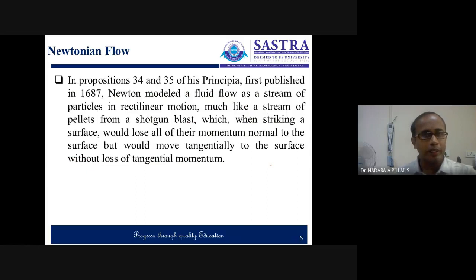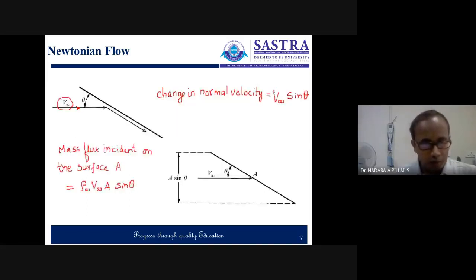We know that in principle, Newton modeled the fluid flow as a stream of fluid particles in rectilinear motion. It is much like a stream of pellets from a shotgun blast, which strikes the surface and loses all its momentum normal to the surface, but would move tangentially to the surface, right? So here we can say that the change in normal velocity is V infinity sine theta.